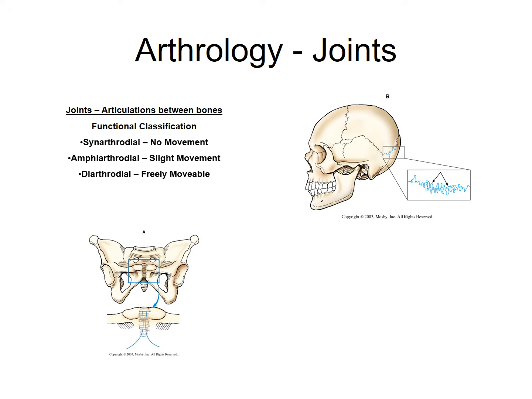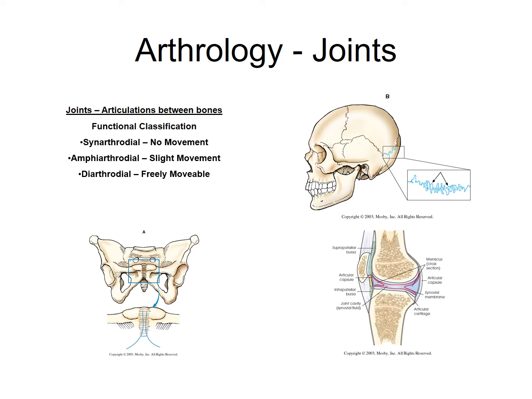The majority of the joints in our body are called diarthrodial joints, and these are freely movable joints. These are joints like at our elbow, our knee, our hip. They've got a capsule around them that contains lubricating fluid called synovial fluid, and they allow our joints to move very easily.